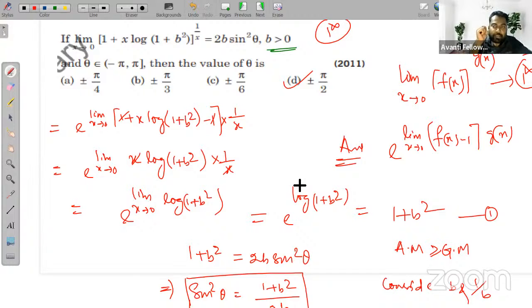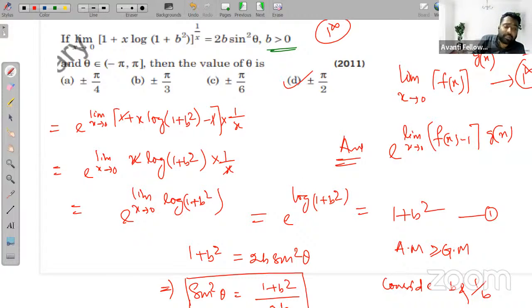Is it clear to all of you? I hope this is clear, because it's a very easy question. We have used three concepts here. First, when the limit is in the form of 1 to the power infinity, what is the formula? That is e raised to the limit as x extends to 0 of (f(x) minus 1) into g(x). After applying this, you must use the properties of logarithms and evaluate the limit.